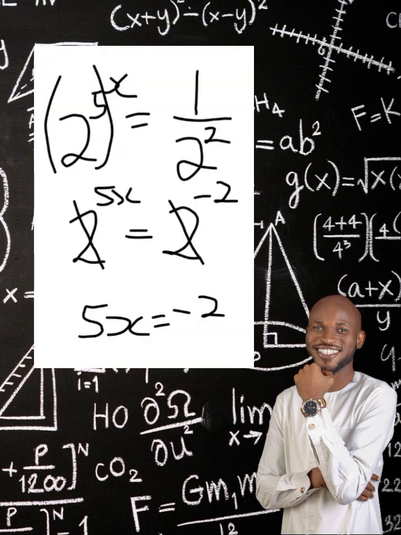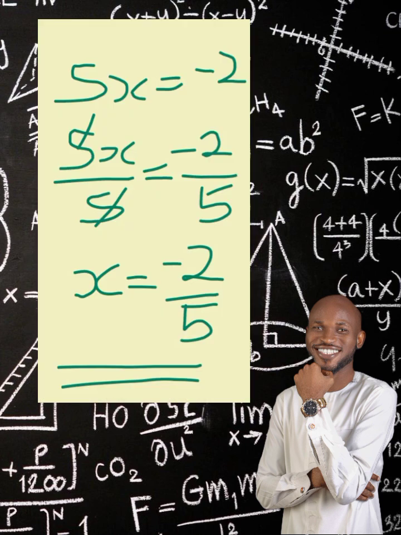our expression is now 2 raised to the power of 5x is equal to 2 raised to the power of minus 2. Now let's strike out our bases. If you strike out 2 on both sides, by equating the powers, we're now having 5x is equal to minus 2. Now our 5x is equal to minus 2.